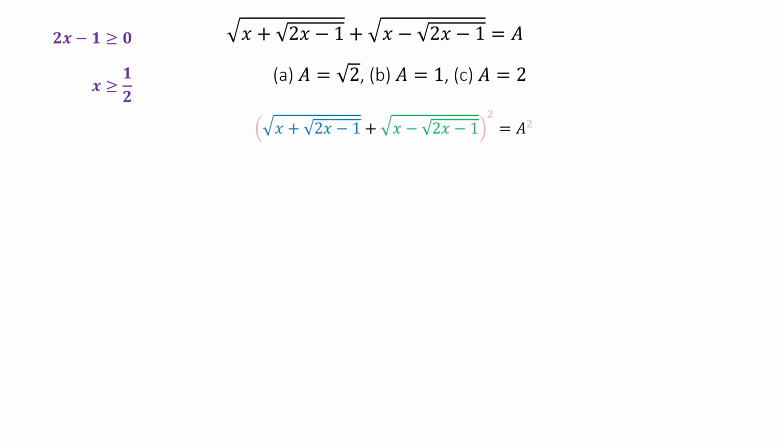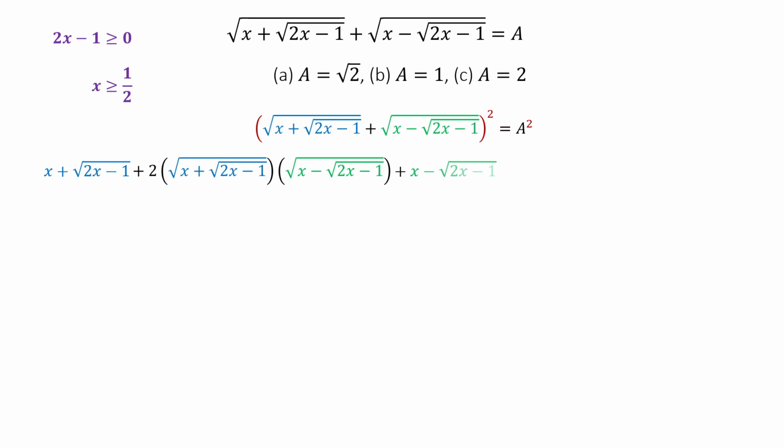Next, we square both sides of the equation. Expanding the left side gives x plus the square root of 2x minus 1, then twice the product of the two terms, and x minus the square root of 2x minus 1, which equals a squared. These two square roots cancel each other. We notice that these two expressions have the same terms with different signs. So we multiply these two expressions to get x squared minus (2x minus 1).